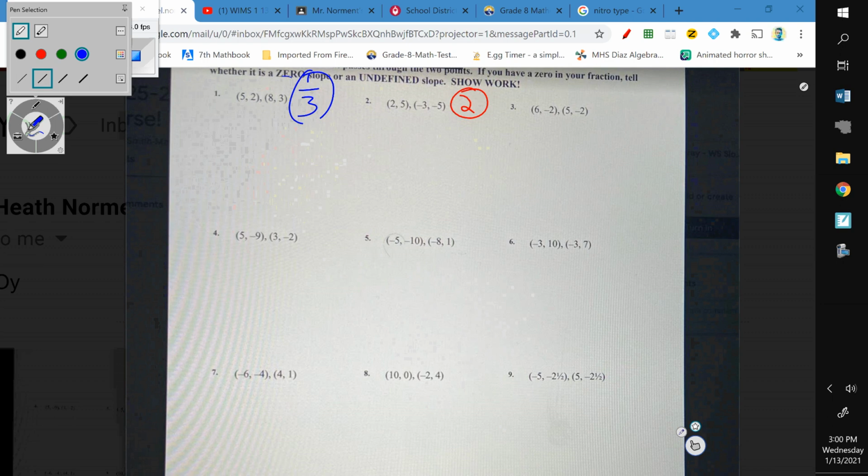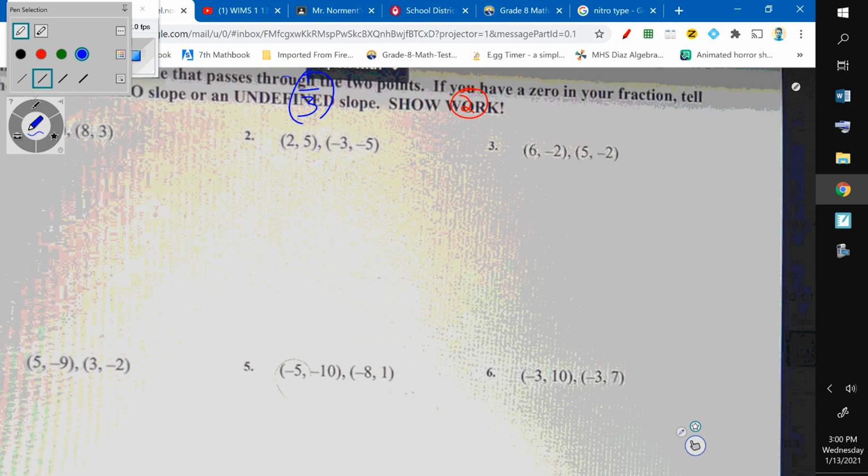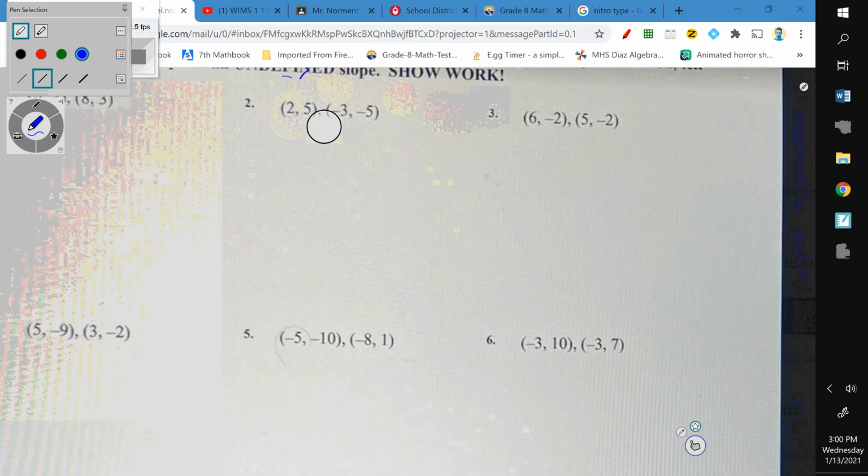All right, number 3. So, I wish I could make this bigger. I'm going to try. I just don't know how well you guys can see it. I think that's as big as it gets, but I think that's going to be big enough. So, number 3. This is my x1. This is my x2. This is my y1. This is my y2. And remember, the formula.